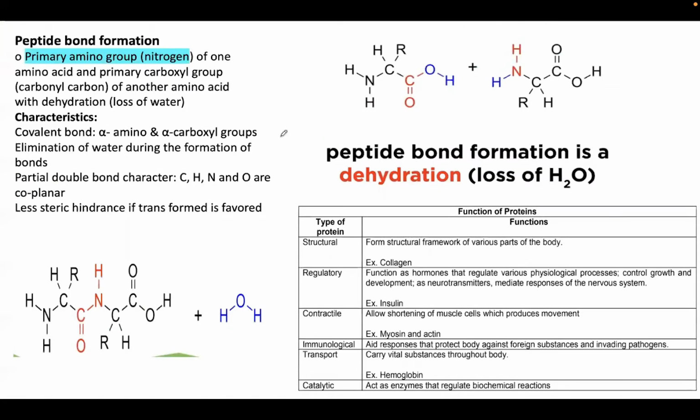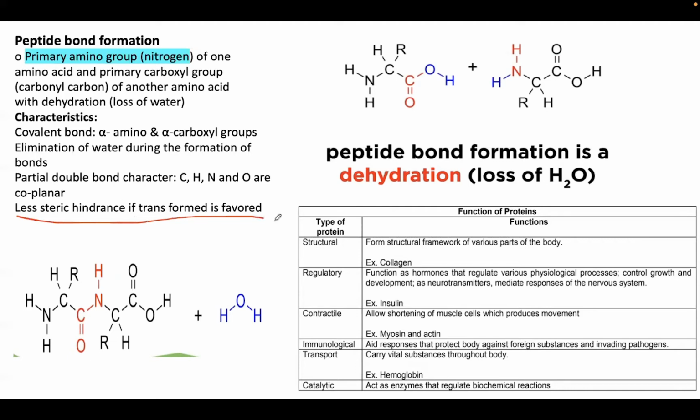Next, for the peptide bond formation of proteins, let us read the definition. It is formed between the primary amino group of nitrogen of one amino acid and the primary carboxyl group or carbonyl group of another amino acid, with dehydration or the loss of water. The characteristics of the peptide bond include the alpha amino and alpha carboxyl group, elimination of water during the formation of bonds, partial double bond character, C, H, N, and O being coplanar, and lastly, less steric hindrance, so the trans form is favored.